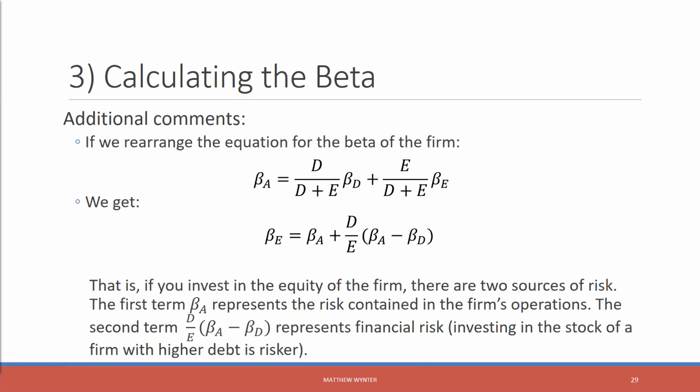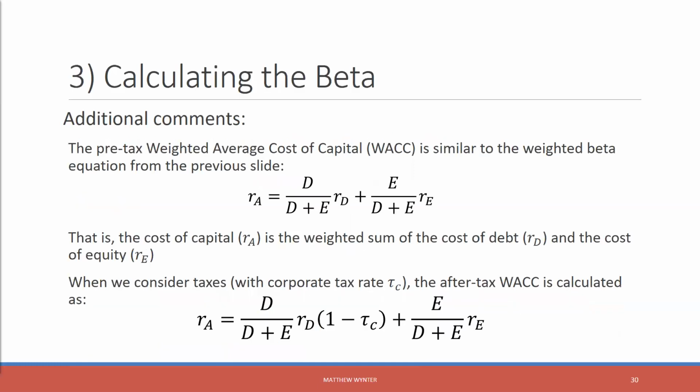The second term, the debt to equity ratio multiplied by the difference in the beta of the assets and the beta of the debt, is going to represent the financial risk. So if I'm investing in a stock of the firm with a higher level of debt, I'm going to be worried about the firm's financial risk.